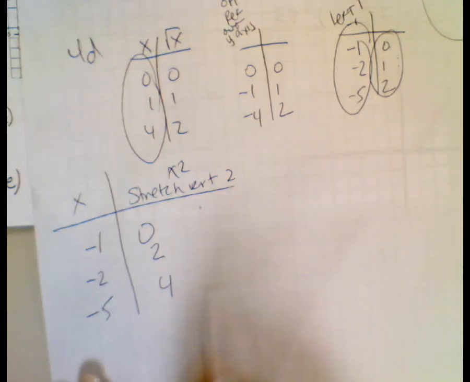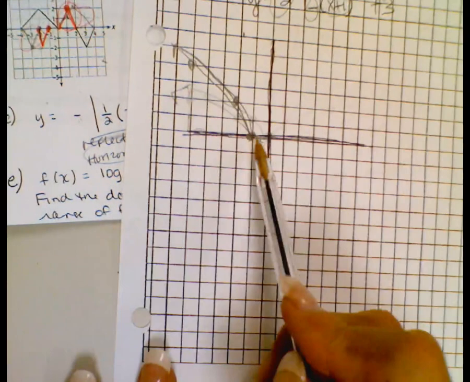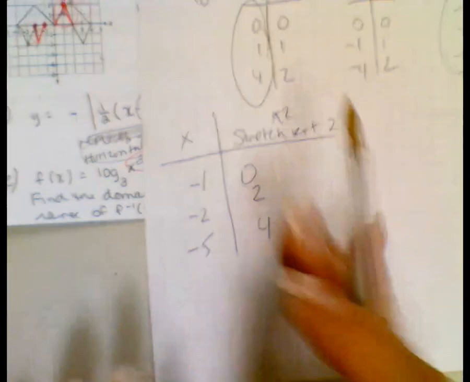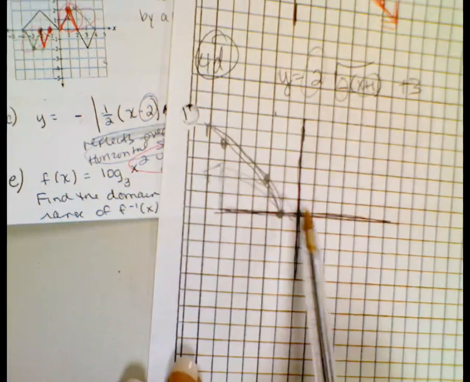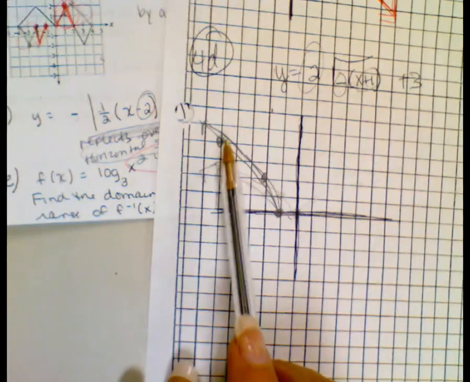So this is where we should be right now. Negative 1, 0, right there. Second point should be negative 2, 2, which is left 2, up 2. And the third point should be negative 5, 4, which is left 5, up 4. This is where we're at right now.